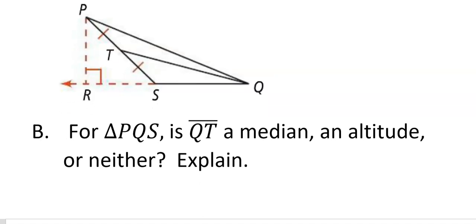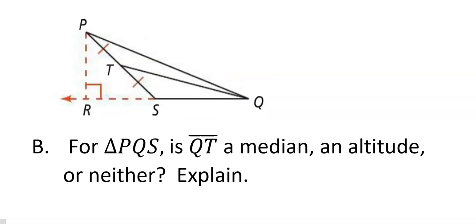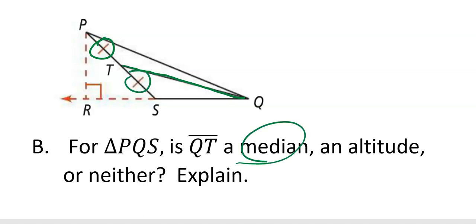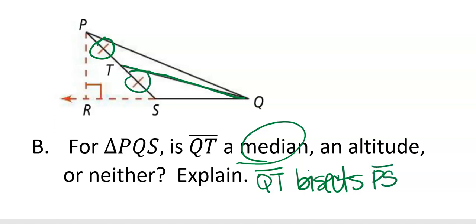Okay, here's another one. Same picture. Now they're talking about QT. What did we say QT was? The median, because this part right here goes from the angle, and you also see these two marks, which cut it in half. So this one is a median. QT bisects PS. Okay, or it cuts PS in half, or any wording there is fine as long as you get the half part right.